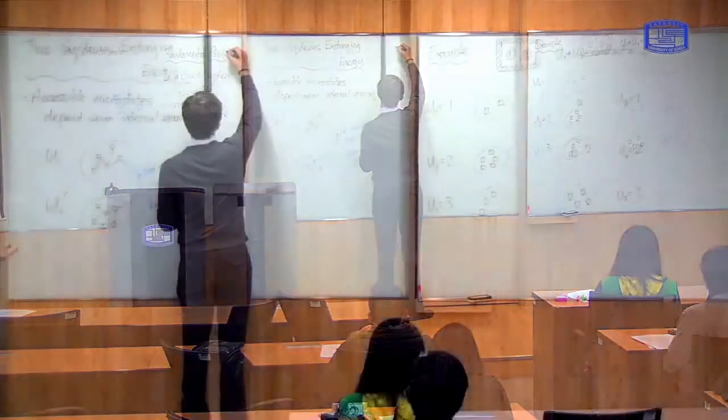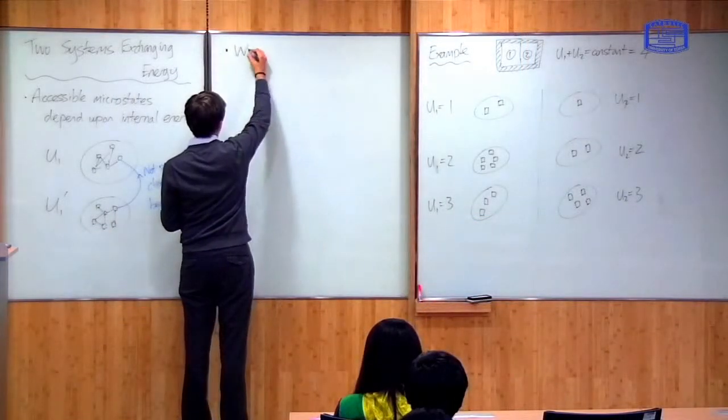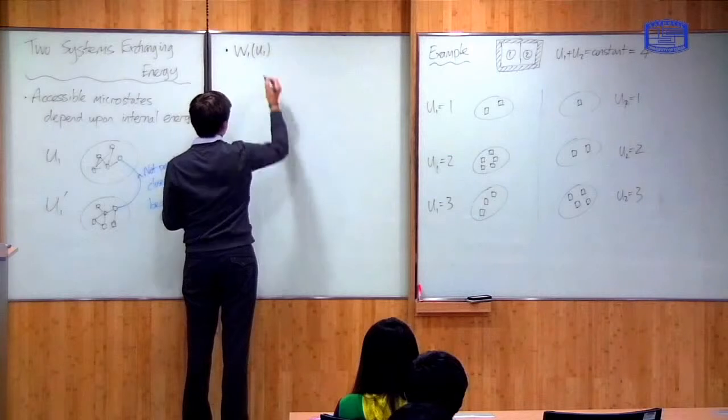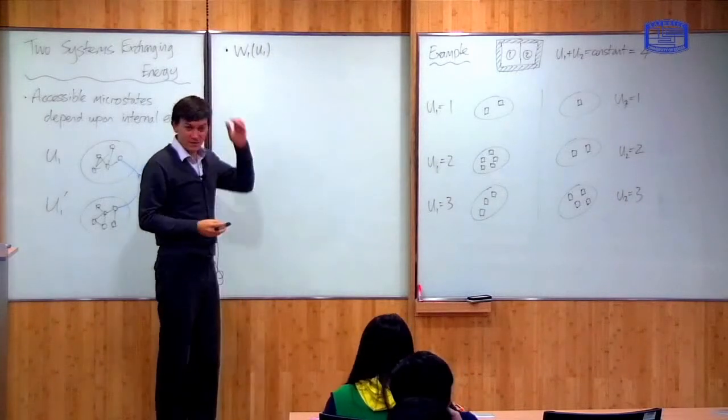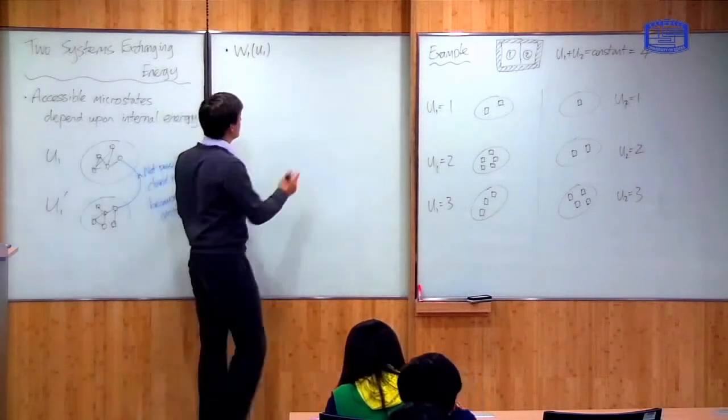So I'm going to introduce some new notation. W1 of U1 is just the number of microstates of system 1 with energy U1.